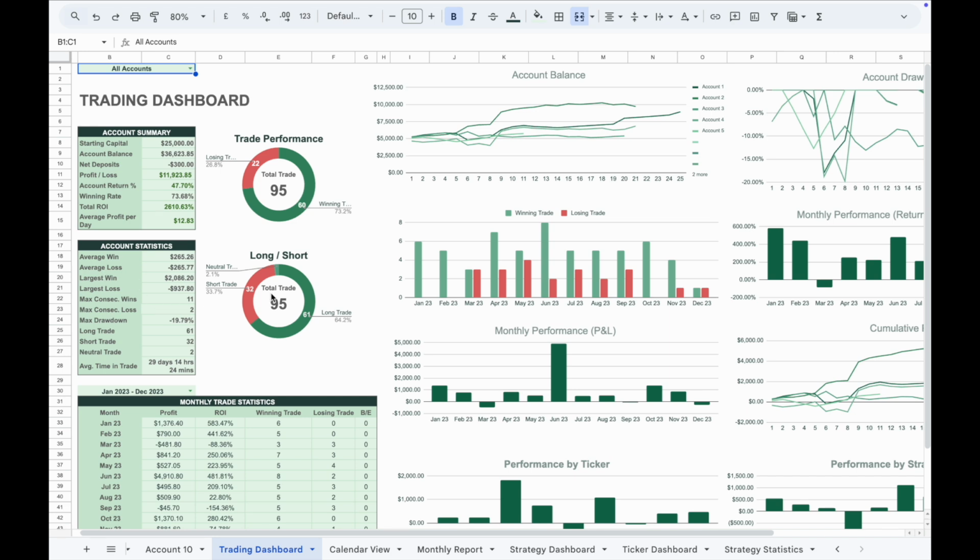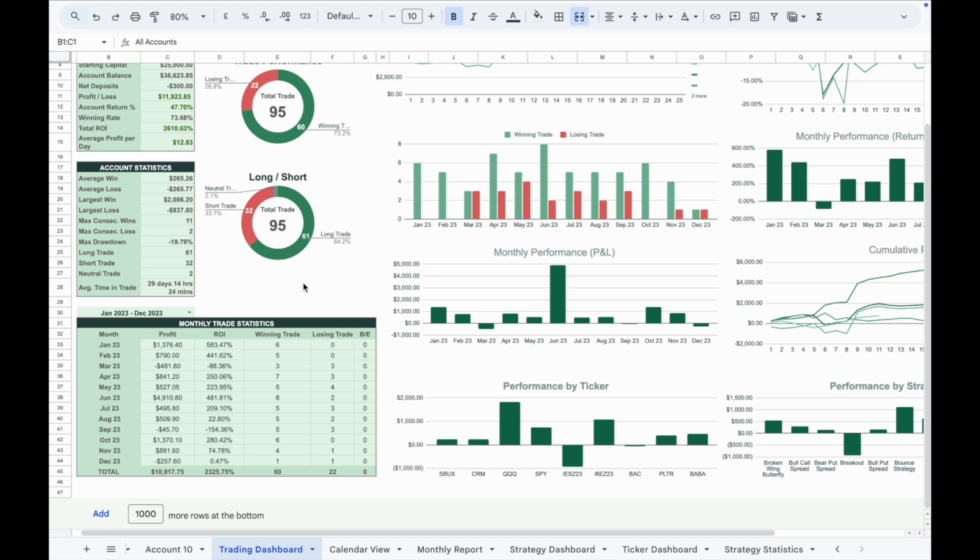The pie charts illustrate trade performance, such as the number of winning versus losing trades and long versus short trades. The table below shows monthly trade statistics, including P&L, ROI, and number of winning and losing trades. At the top left of the monthly trade statistics table, you can select a date range of up to 5 years.